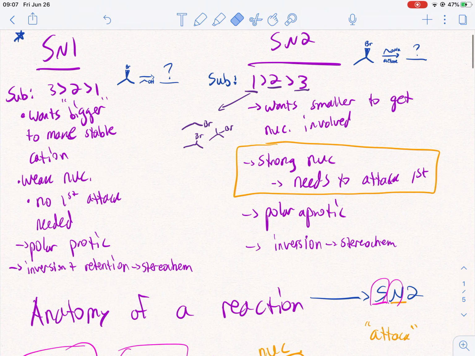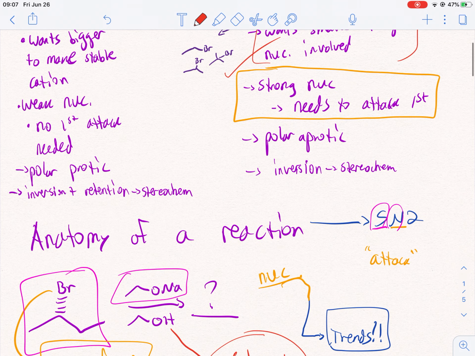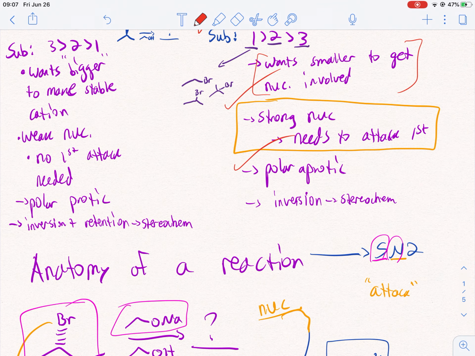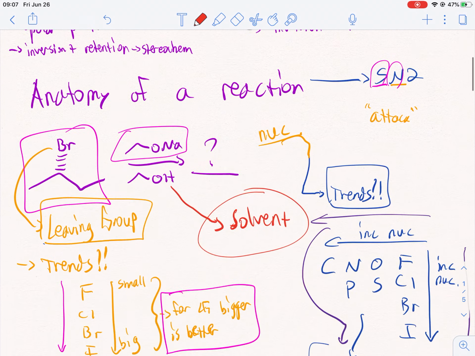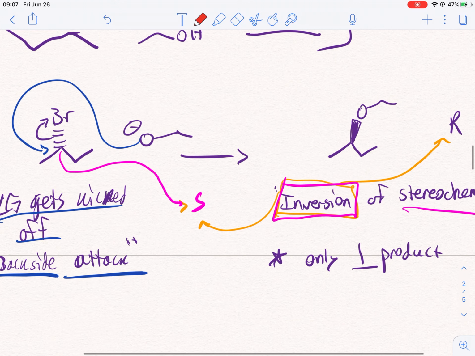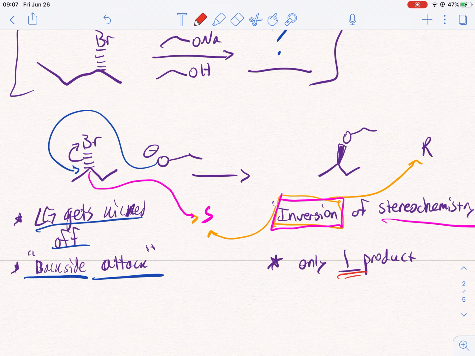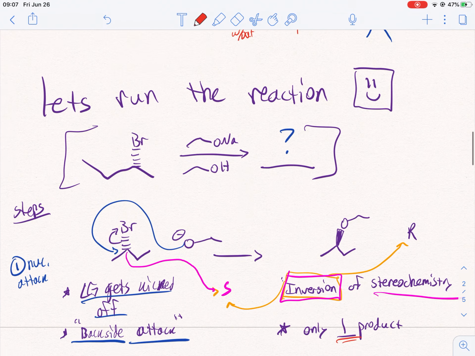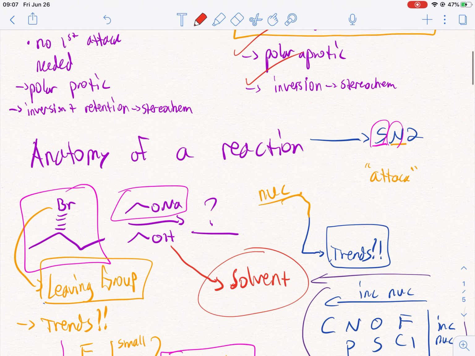Okay, let's make sure. Okay, we've covered everything. We have a substrate was covered. Right, it wants to be smaller for the nucleophile to get involved. We need a strong nucleophile, right? Because that's going to be the first step. Okay, then we want a polar aprotic solvent, and then we want it's going to have an inversion of stereochemistry, right? Also, SN2 reactions will only have one product, right? Because it's only an inversion, okay? So we got, sorry, I'm scrolling so much.